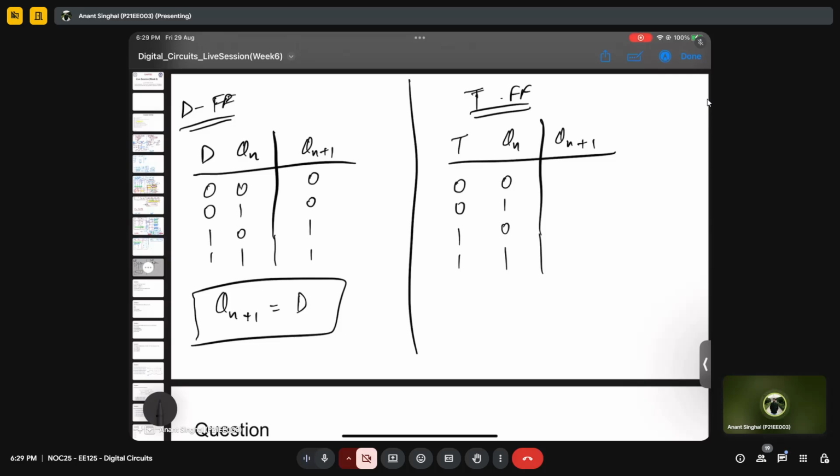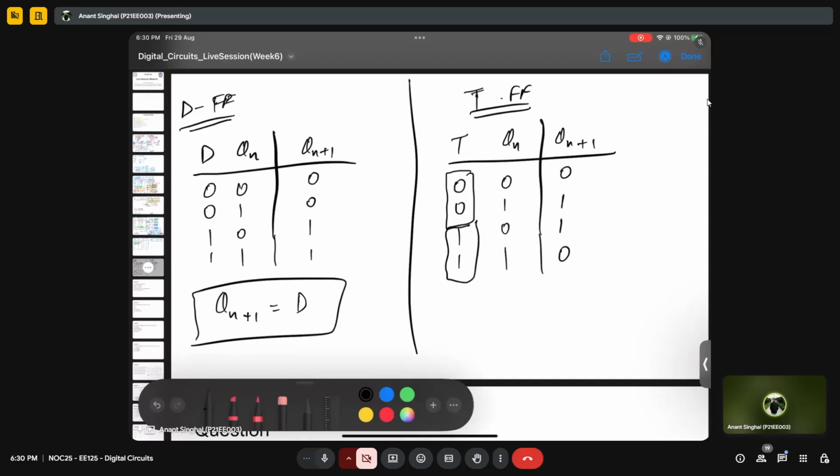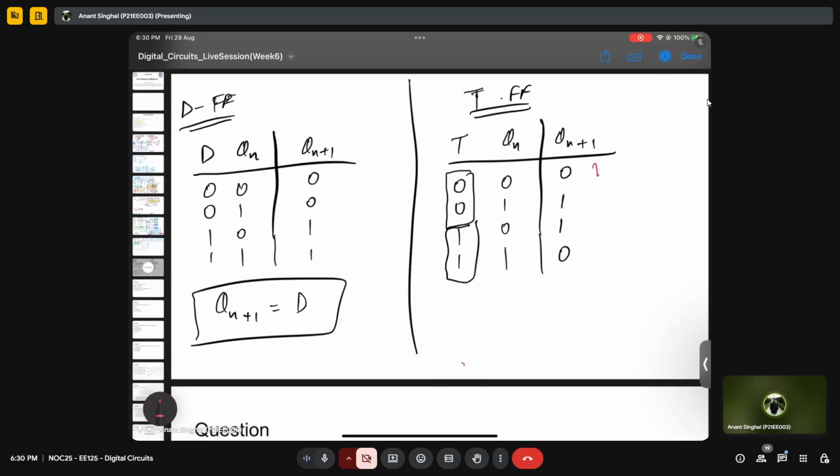So in T flip flop, what happens is the input toggles. Whenever the T is 0, the Qn remains Qn. Whenever the T is 1, it changes to Qn bar. So let me write that too so that you can remember. Here it is Qn, here it is Qn complement. And if you try to make the K map again, it will give you T XOR Qn.